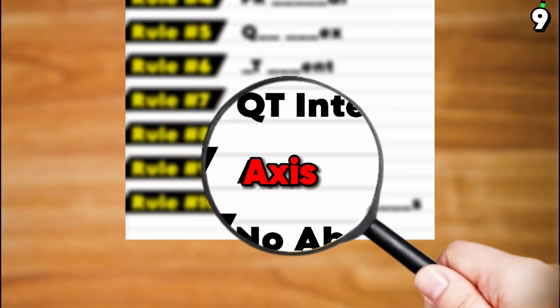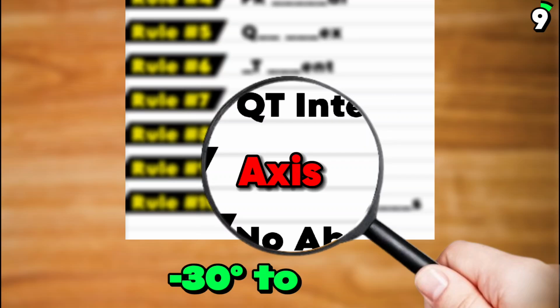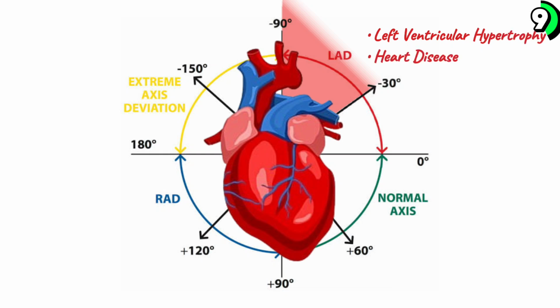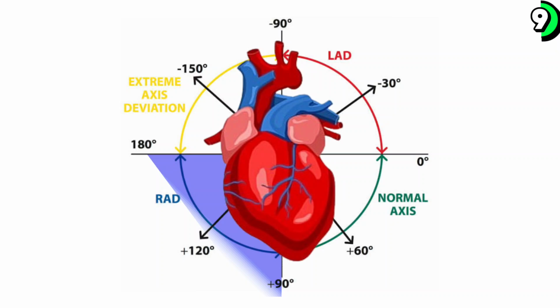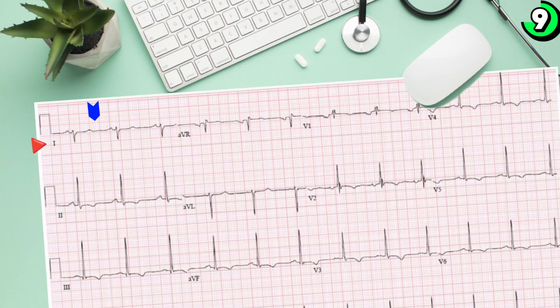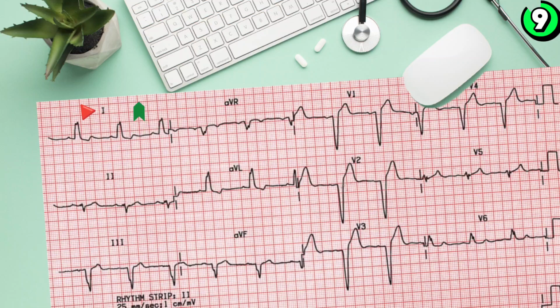Rule number 9. Axis. Between -30 degrees and +90 degrees. The heart's electrical axis should be between -30 degrees and +90 degrees. Leftward deviation could be left ventricular hypertrophy or heart disease. Rightward deviation, think pulmonary hypertension or right heart strain. Quick trick, look at lead 1 and lead aVF. Both positive, normal axis. Lead 1 negative and aVF positive, right axis deviation. Lead 1 positive and aVF negative, left axis deviation.